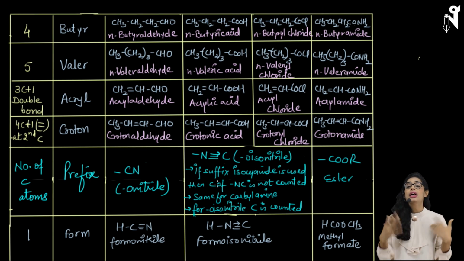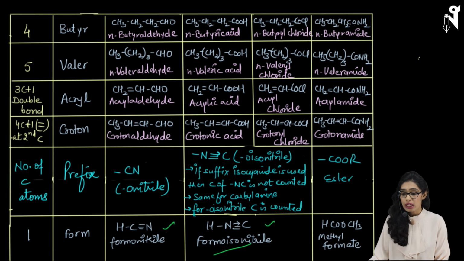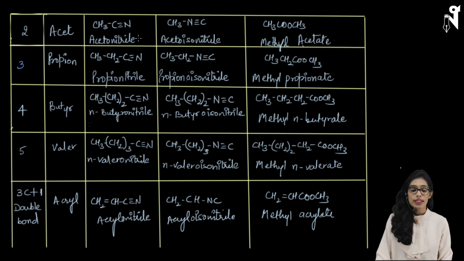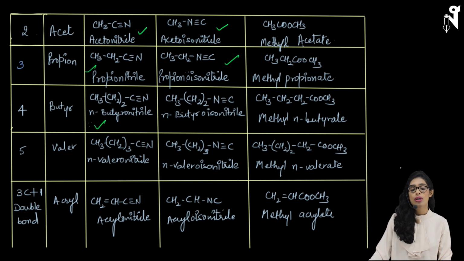Now let's very quickly see the names of the compounds. HCN will be called formonitrile, HNC will be called formoisonitrile. Come to the next slide. CH3CN will be called acetonitrile, CH3NC will be called acetoisonitrile, then propionitrile, then propionisonitrile, then n-butyronitrile, then n-butyroisonitrile, n-valeronitrile, and n-valeroisonitrile, acrylonitrile, acryloisonitrile. This is 3C plus 1.